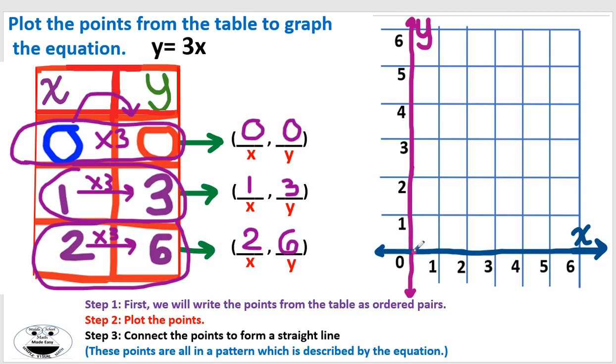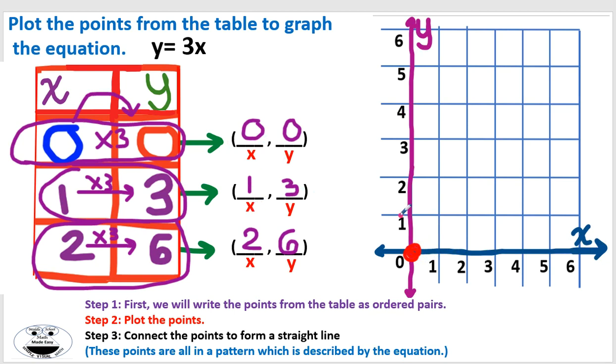So 0, 0, the origin, you should always know where that is. That is always where the x- and the y-axis meet or intersect. So here they meet right here. The x, the blue, and the y, the purple, meet right here. That's our 0, 0. Now we have to plot the point 1, 3, and I have gone over how to do this. I'm going to go over it again quickly.